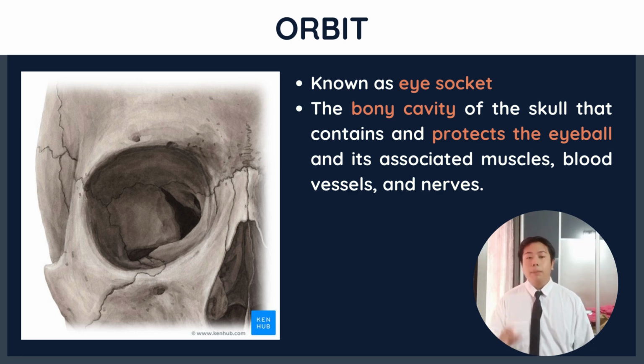As we know, the orbit is one of the adnexa of the eyes. The orbit, also known as the eye socket, is the bony cavity of the skull that contains and protects the eyeball and its associated muscles, blood vessels, and nerves.